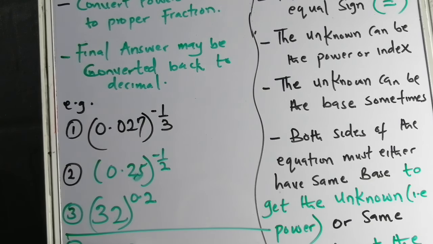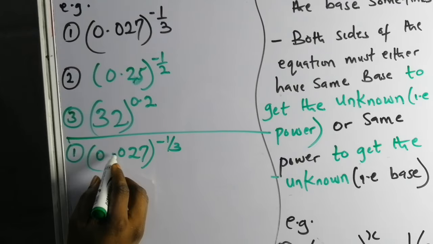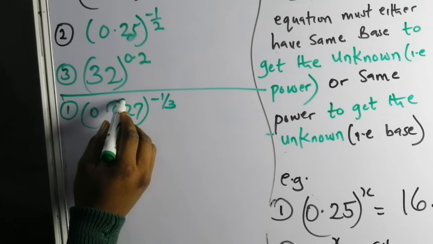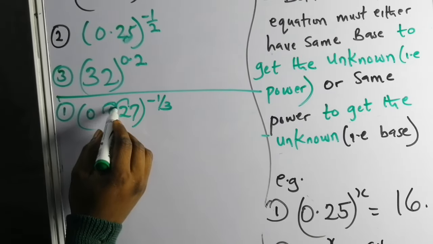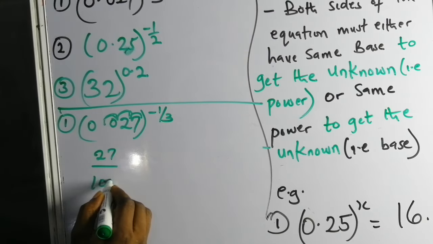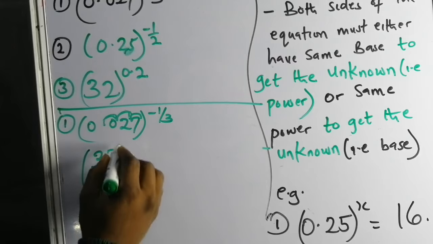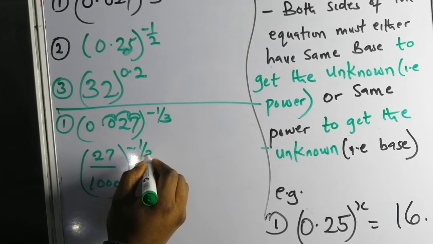Number one is 0.27 raised to the power minus 1 over 3. So what do we do to convert this one to a fraction? Move the decimal point 3 times: 1, 2, 3. So it's the same thing as saying 27 over 1000. I move it 3 times, and that determines the number of zeros to use, all raised to the power minus 1 over 3.